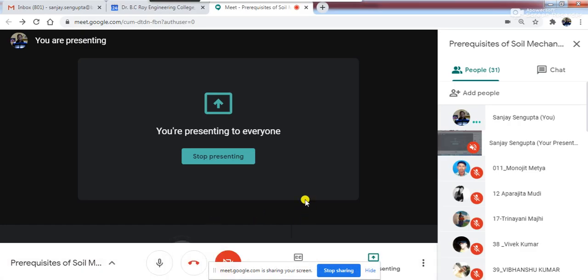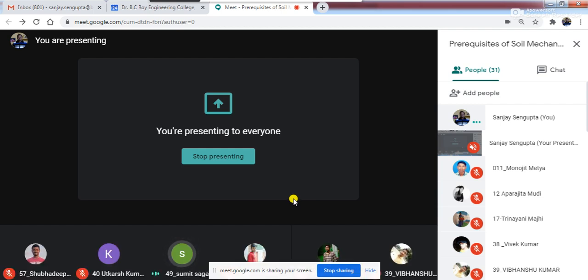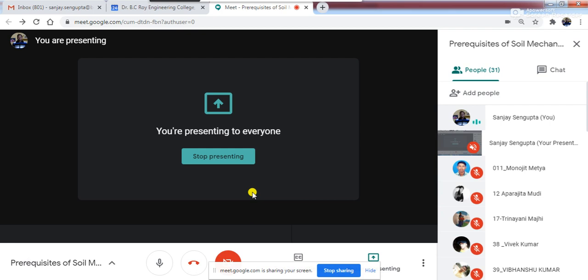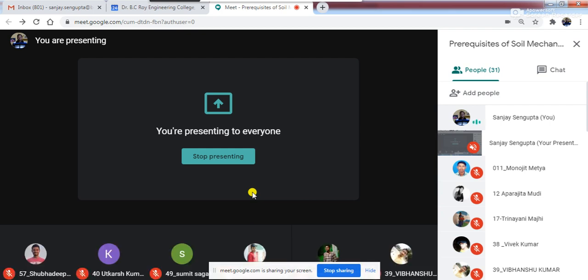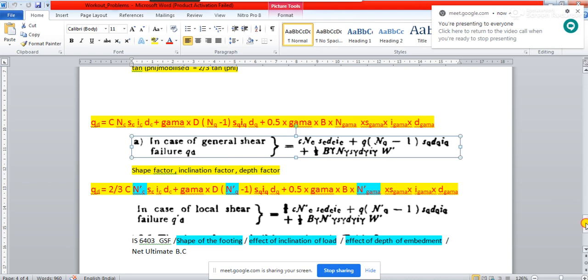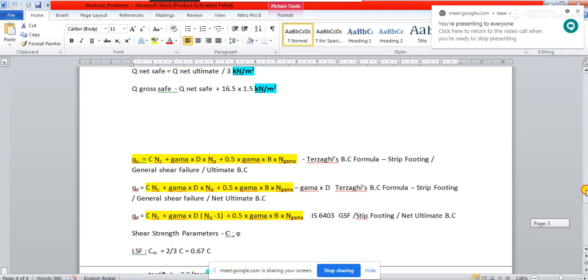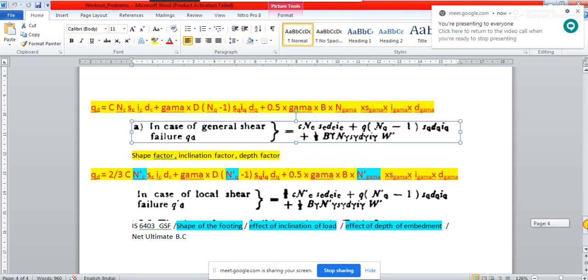Sir, in this problem, if there is an effect of the water table, then what will be the limit of influence? If I give a problem with a water table, the same problem with a little change, I will give it after today's class, maybe tomorrow. See, if the water table is coming, it is again simple. Go back to this: if the water table is coming, you should use this one. So you are using the Indian Standard Code formulation, right?